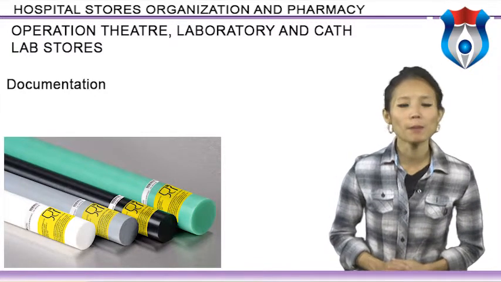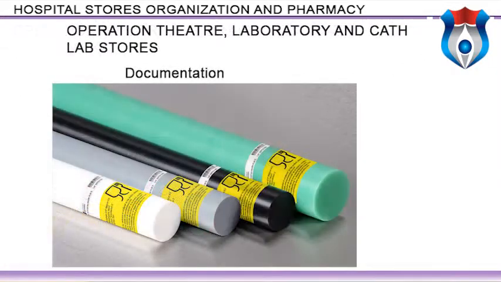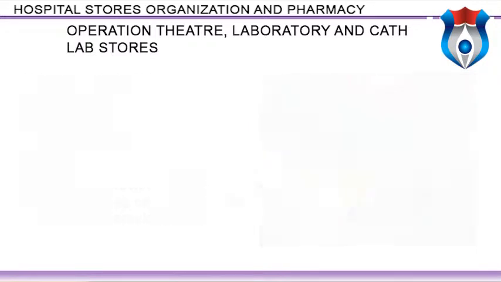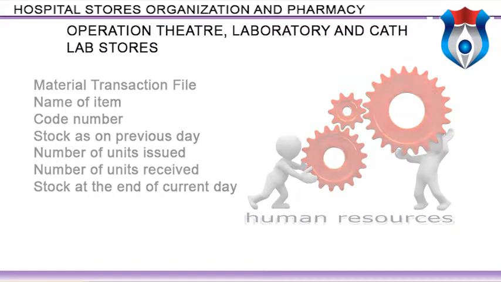Documentation. This section lists the major files that are maintained in the materials department and the items of information collected in each of them. Material stock file: name of the item, code number, class ABC, lead time to procure, EOQ, stock as on previous order, value of item as on previous order, unit price for previous order. Material transaction file: name of item, code number, stock as on previous day, number of units issued, number of units received, stock at the end of current day.